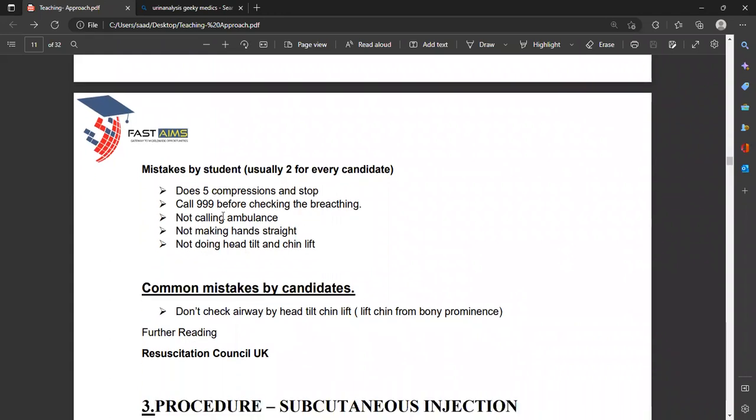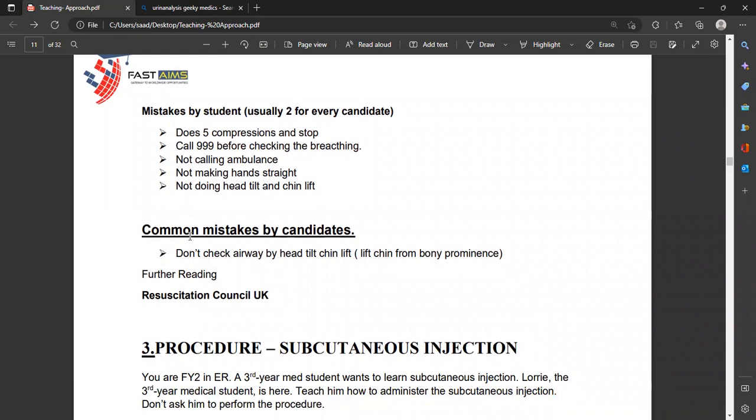Okay, they do not call 999. They just go DRS, ABC. They do not follow the 999, obviously not calling the ambulance, and not keeping hands straight and elbows straight. They do not put their effort from their body. No, you have to put weight from your body, not from your hands or arms. So when you put your body's weight, it looks natural, and you do not tire easily.